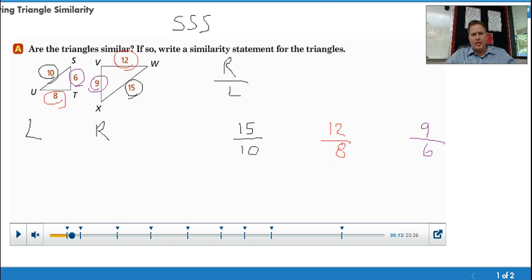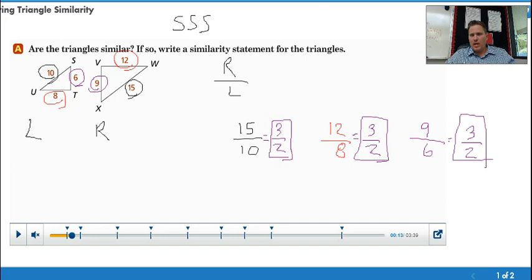So I see in this one right here, a 5 can go into both. So this is going to equal 3 over 2. That's that one simplified. I can see in this one right here a 4 can go into both, so divide top and bottom by 4, and that's going to give me 3 over 2. And then this last one right here, a 3 can go into both, divide top and bottom, and I'm going to get 3 over 2. So I see that they all come out as 3 over 2, which means that each side is proportional, so these two triangles are similar.